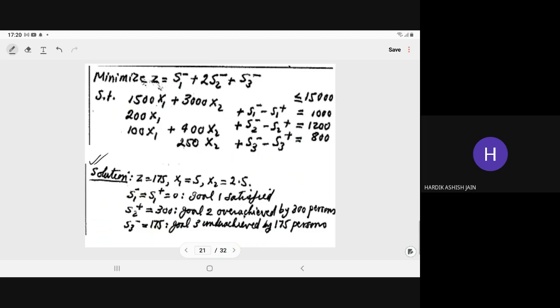Otherwise, they should mention that it is an integer. So we are assuming that x2 is the continuous variable. Because till now I have not taught you integer programming, presently you cannot solve this. So presently you assume. Sometimes we give the hint that this is an integer.